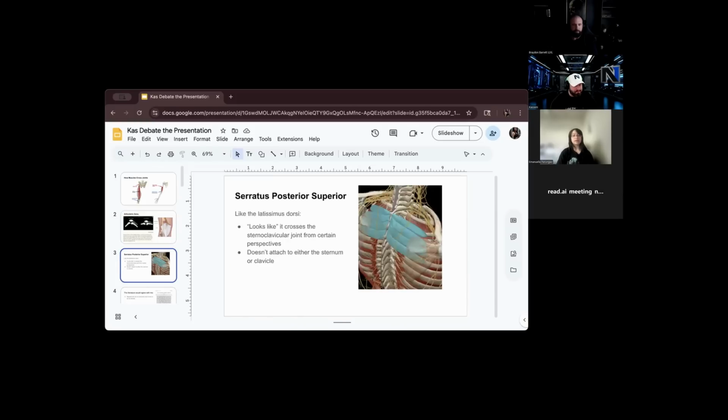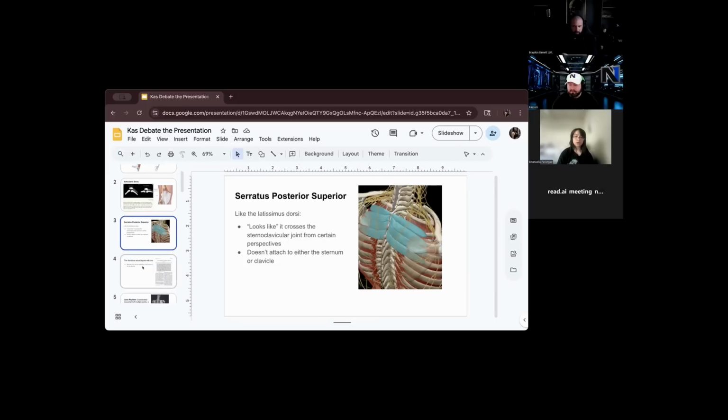Next thing is there's even more considerations actually. So similar to the lats, the serratus posterior superior does not attach to the sternum nor the clavicle, and is not considered to cross the sternoclavicular joint by Google standards, quote unquote. And this muscle can look like it crosses the sternoclavicular joint from certain perspectives, just like the lat. But because the serratus posterior superior doesn't move the shoulder girdle, it has no impact on the sternoclavicular joint. So after all this, I hope you can finally acknowledge that the human body has a little more nuance than just muscles either cross joints or they don't.